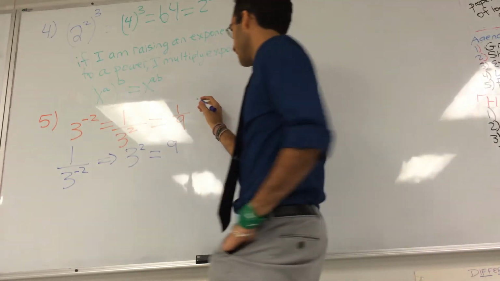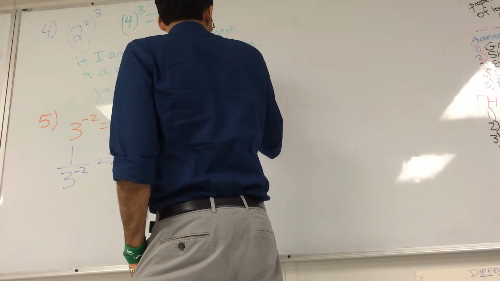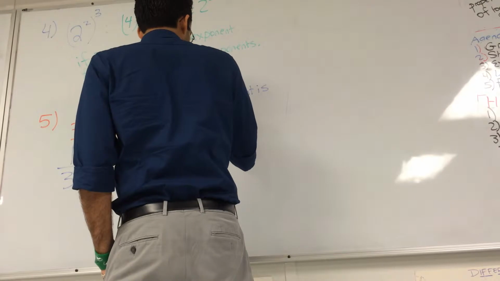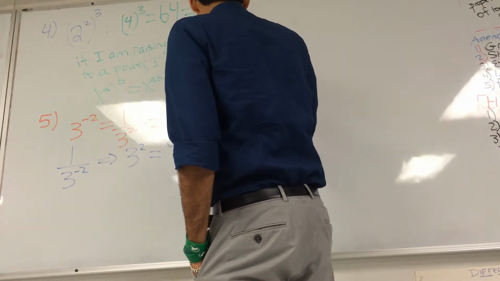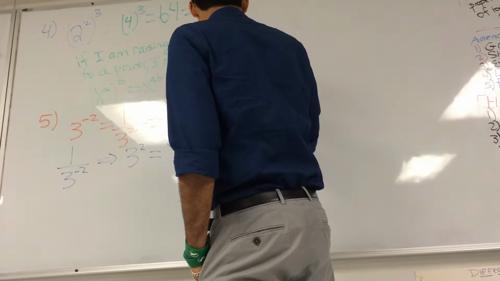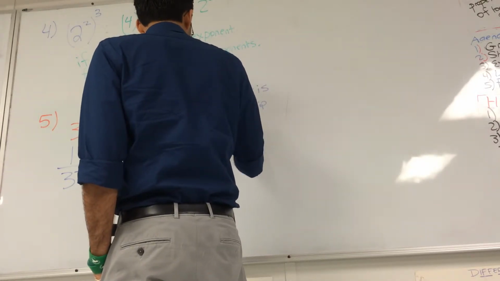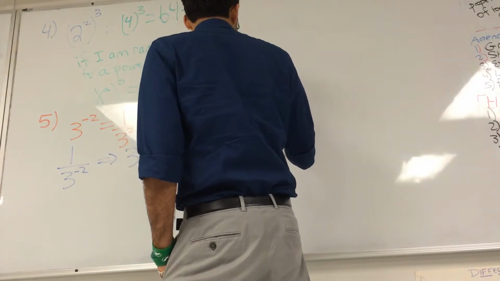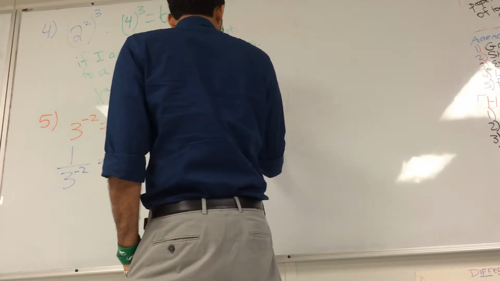So let me write this. If the exponent is negative, flip the exponent from numerator, I'll put NUM, to denominator.